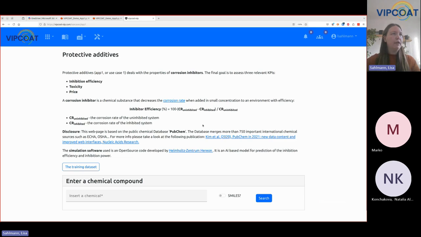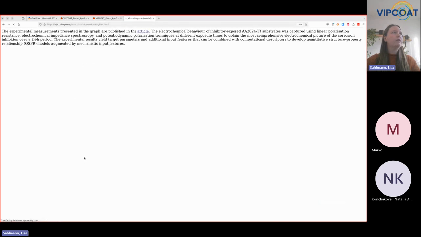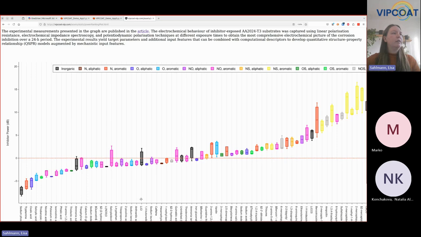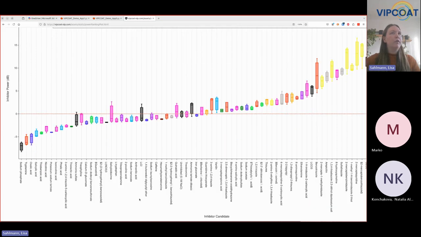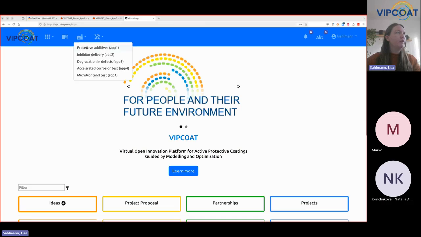Then you get a little explanation about how the inhibition efficiency is calculated, and you have some links here. So for the training data set, when you click on this, you can see which molecules have been used for training the machine learning model. So here it goes from the accelerators to the inhibitors. Accelerators are also needed for training so that the model can distinguish between good molecules and not so suited molecules. Okay, going back to the landing page.